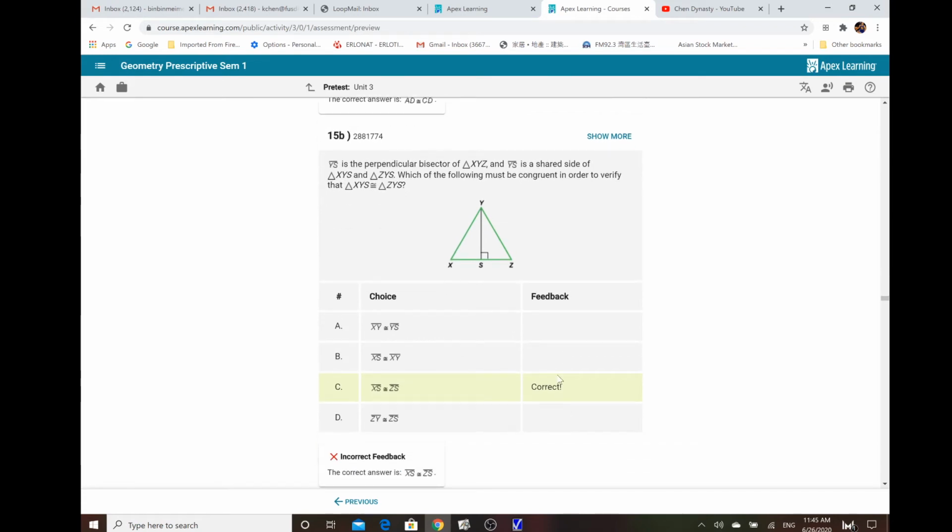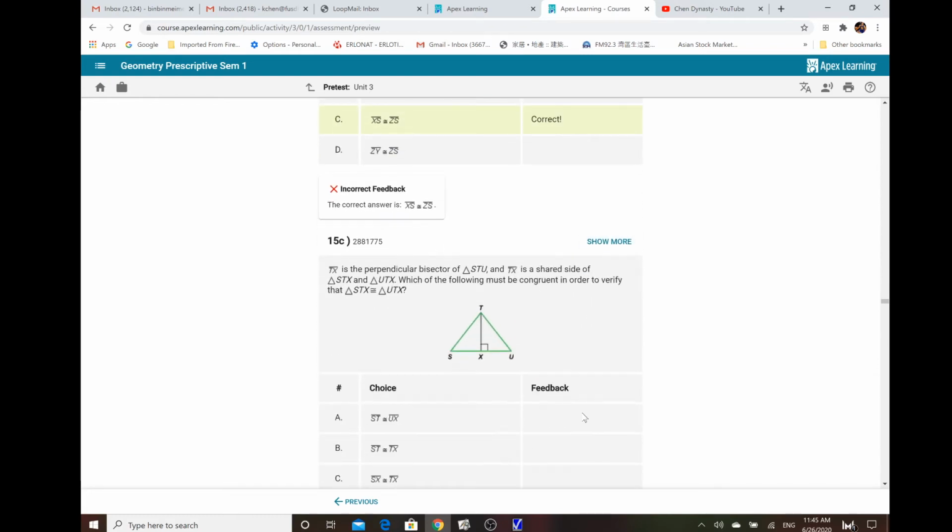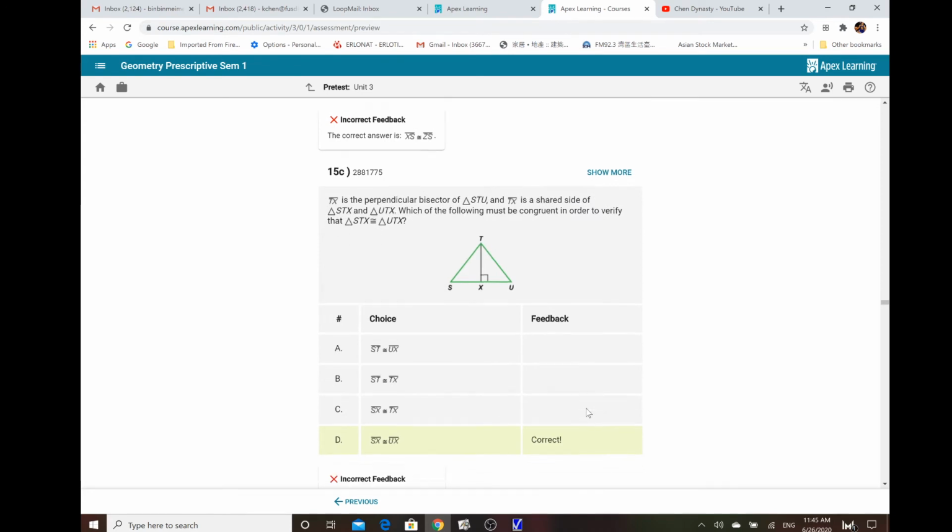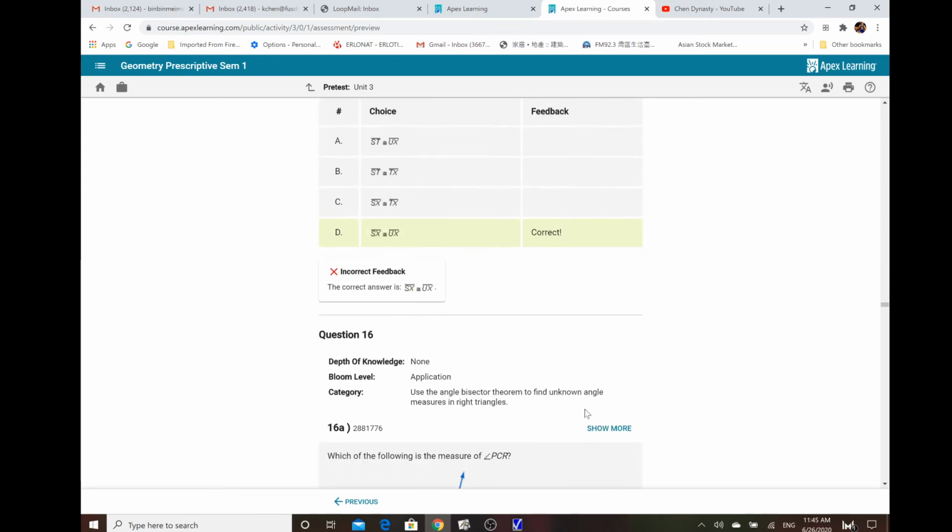So here's another one. Since we know this is the shared side, we have a pair of shared sides, and also we have the right angle. So the third piece of information that we need to show the triangles congruent is XS congruent to ZS. So choice C. For 15, that one is quite similar, so we're not going to spend time on this one here.